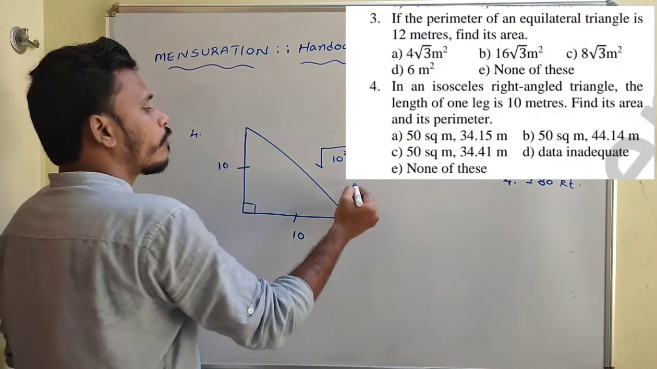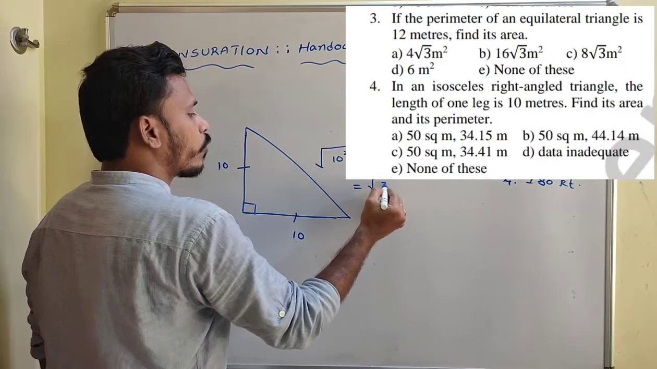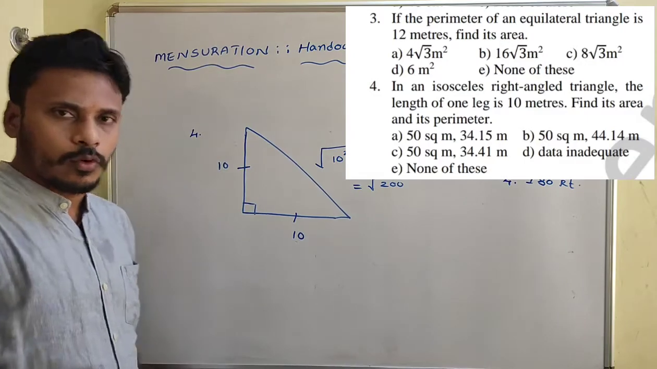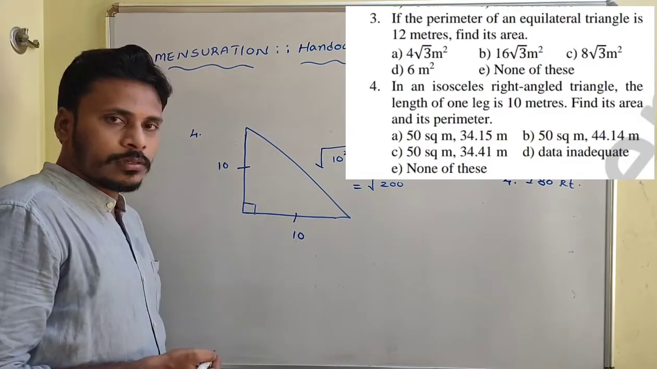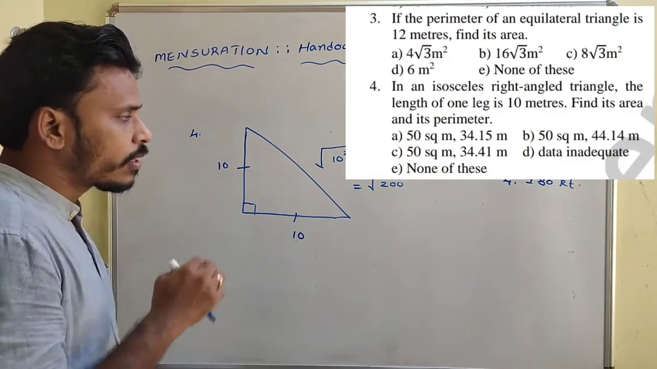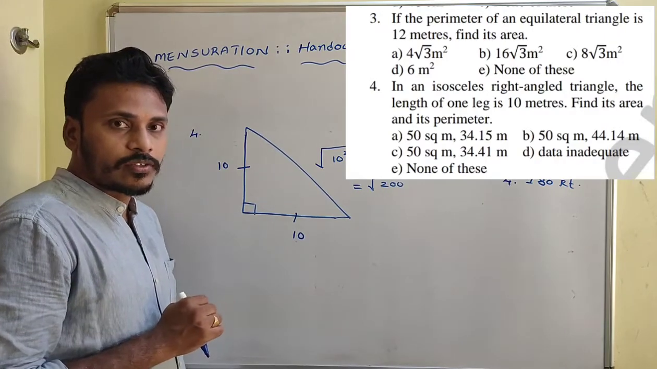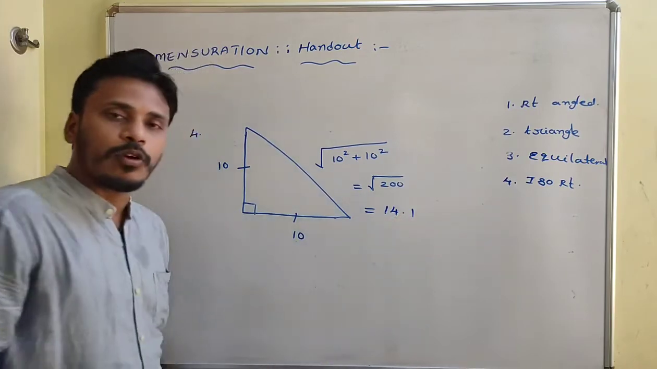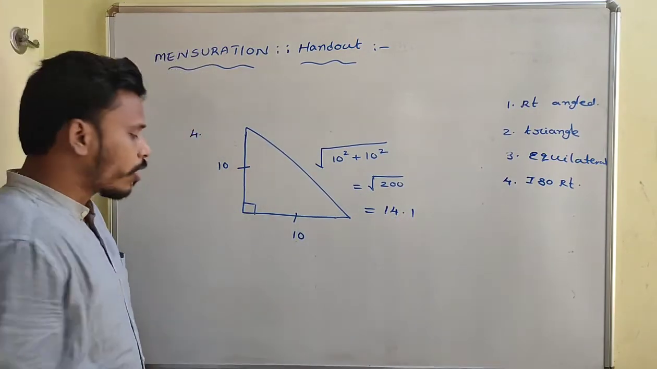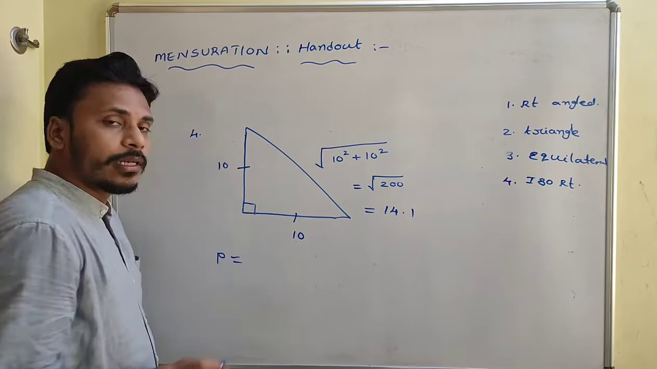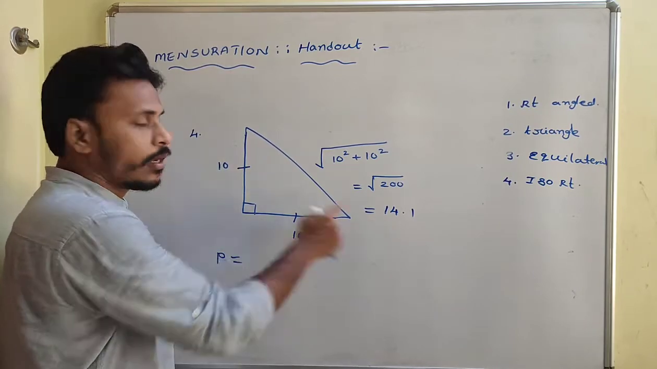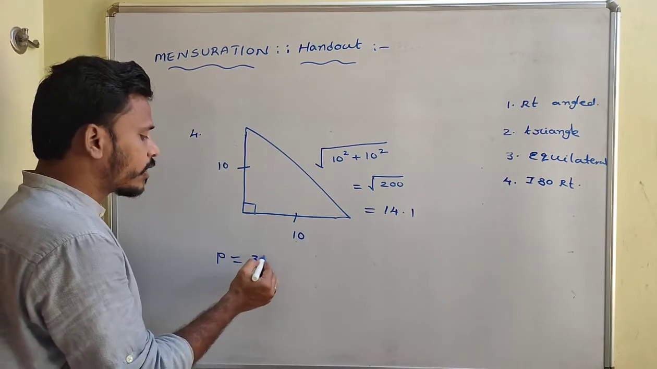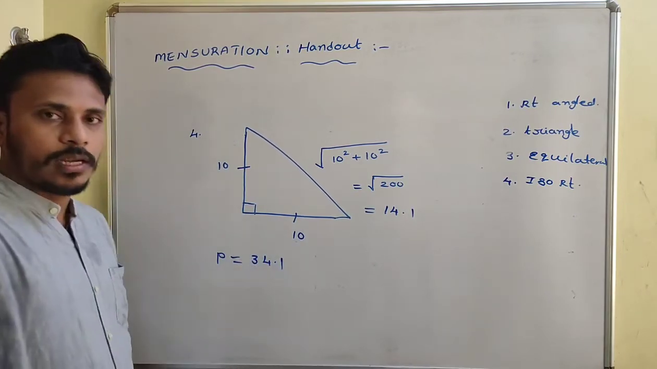Square root of 10 square plus 10 square is simply square root of 200. So what's the value of square root of 200? You may go with an approximation. 14 square is 196, right? Since 14 square is 196, this is approximately 14.1 nearby. And when you are asked to find the perimeter, the sum of all the sides, 10, 10 and approximately 14.1, if you add, it is 34.1 approximately the perimeter.